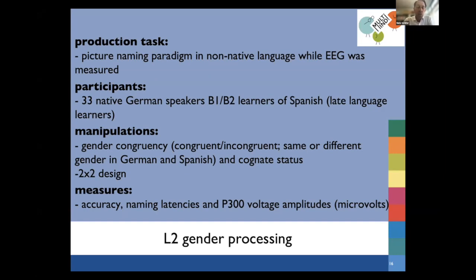And the manipulation was that words or pictures would have either the same gender in German and Dutch, or a different gender in German and Dutch, and they were either cognates or non-cognates. And as I said, we looked at accuracy, but also naming latencies, and of course, some ERP components, especially the P300.